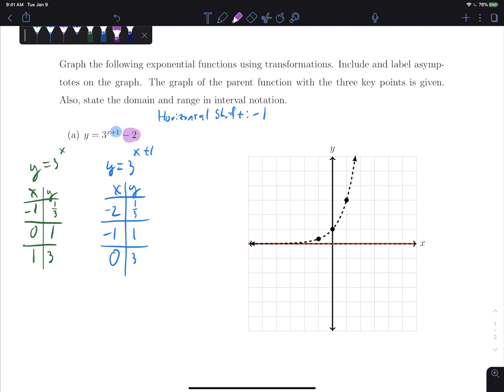Next, we're going to look at that -2 there. That -2 is on the outside, and it's addition or subtraction. It's on the outside, so therefore it is vertical. And with addition or subtraction, it is a shift. And we do what it says, so it's going to be a minus 2 there. Good. So it's going to give us y equals 3 to the x plus 1, minus 2.